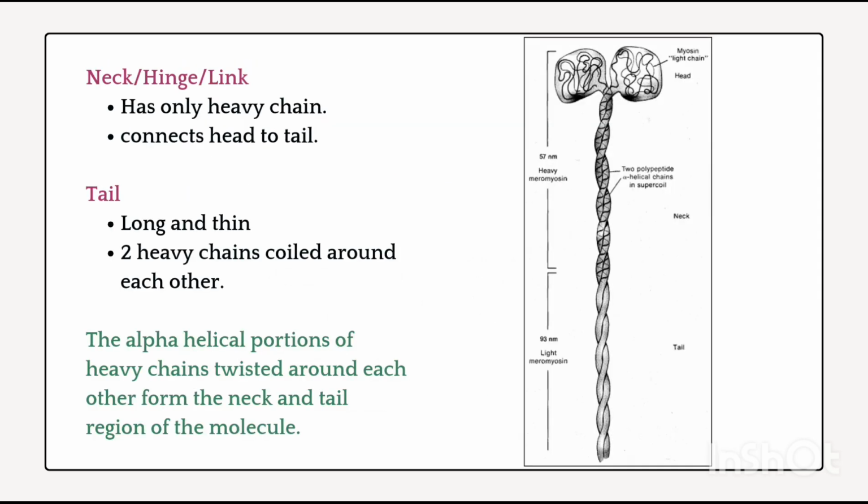The neck region has only heavy chains, and the neck connects the head to the tail of the myosin molecule. The tail is long and thin, consisting of two heavy chains coiled around each other. The alpha helical portions of heavy chains twist around each other to form the neck and tail region of the molecule.